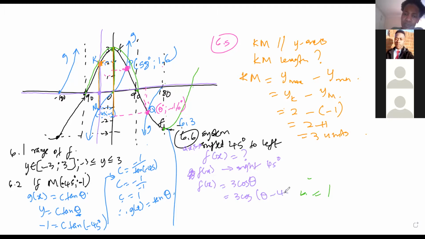theta minus 45. When you shift your graph to the right, you have a minus. When you minus, you are shifting your graph to the right. When you plus, you are shifting your graph to the left. Let me just make sure this is what I gave you guys in the notes earlier. Yeah, so when you minus, you are shifting your graph to the right. When you plus, you're shifting your graph to the left.